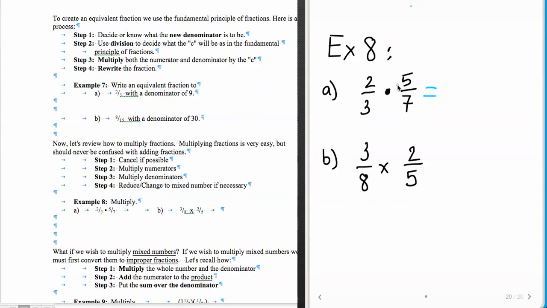Multiply the numerators. 2 times 5 is equal to 10. And now I like to show you exactly what I'm doing the first time around. I don't require you to do this, okay? You can just do it in your head, but I'm going to show you what I'm doing. 2 times 5 gives me that 10. And then denominators multiply as well, 3 times 7. So again, I'm going to physically show you that this first time around. And 3 times 7 gives us 21.